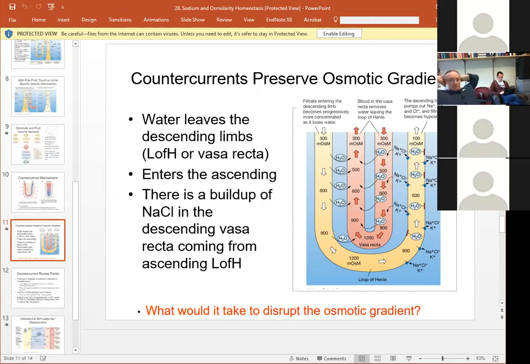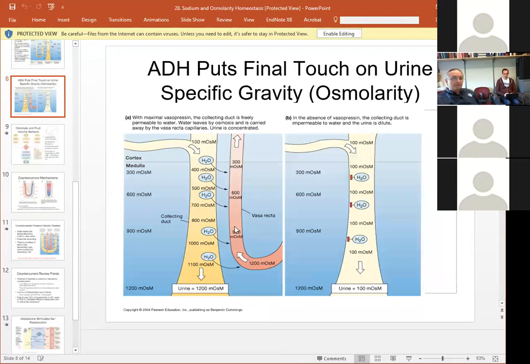Okay, so this is kidney countercurrent. One of the hardest subjects to get your head around in the kidney that Morgan promised you was going to be hard. So far, we've learned about antidiuretic hormone affecting osmolarity, countercurrent preserving this osmotic gradient. The osmotic gradient is used by antidiuretic hormone to either concentrate the urine so it has high specific gravity, or dilute it so it has low specific gravity in response to how much we drink.